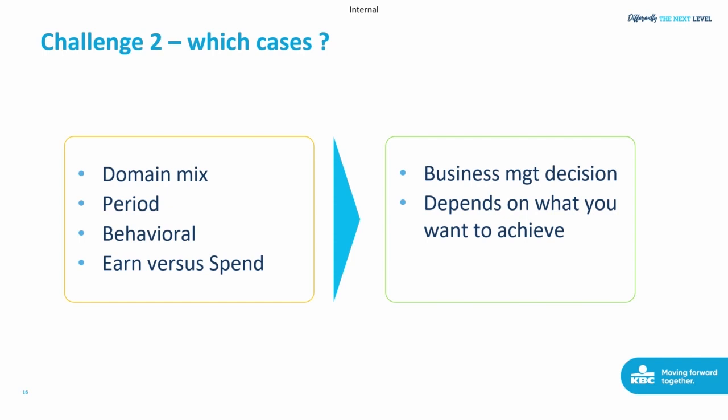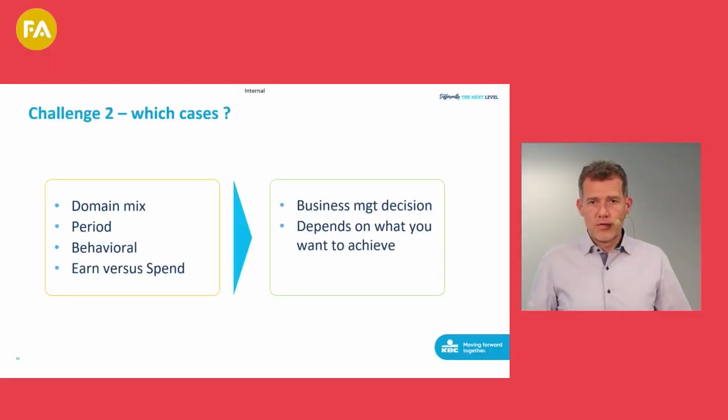Second challenge: in which cases do we give coins for getting a mortgage loan? How many coins should we give? Which behavior do we want to stimulate: using more Kate, or opening the mobile app, or filling in some risk profile because we are missing data? So we can steer that way.